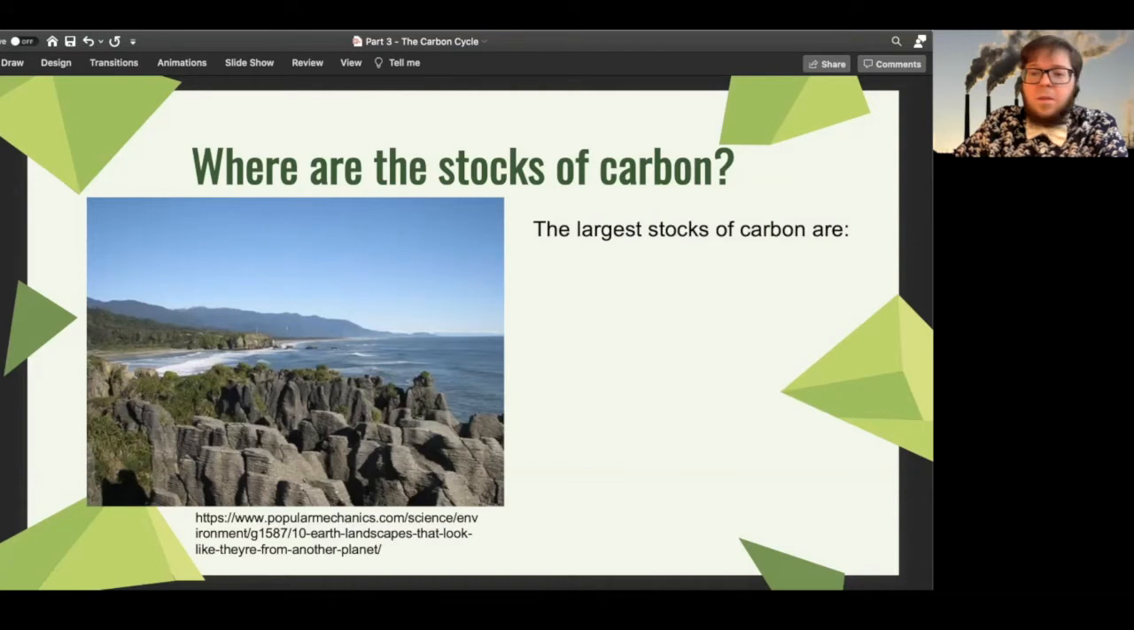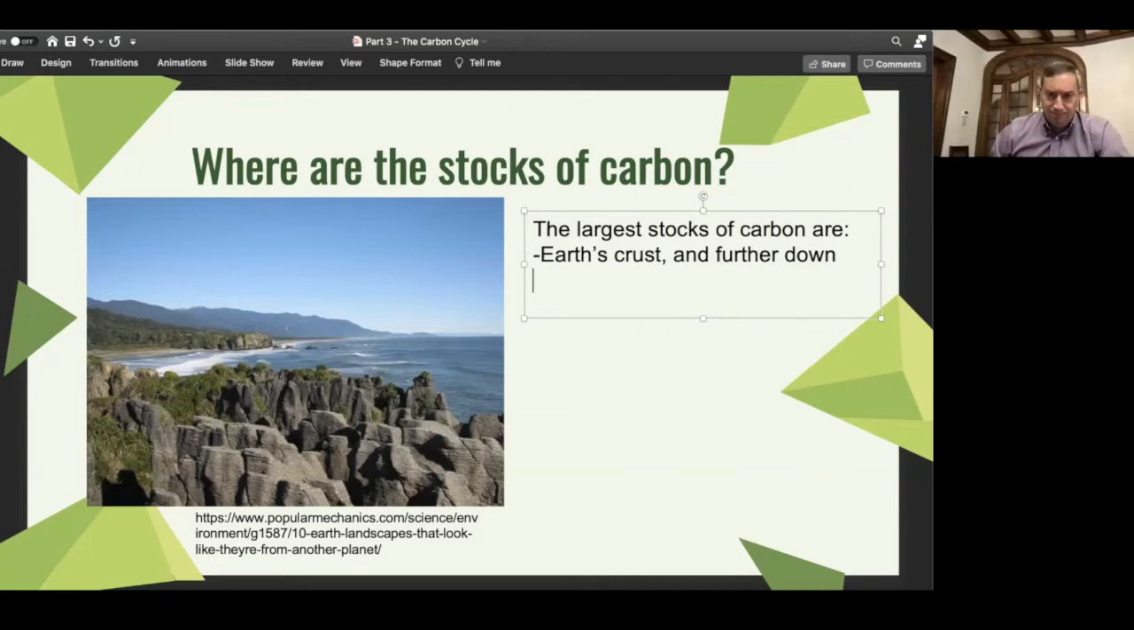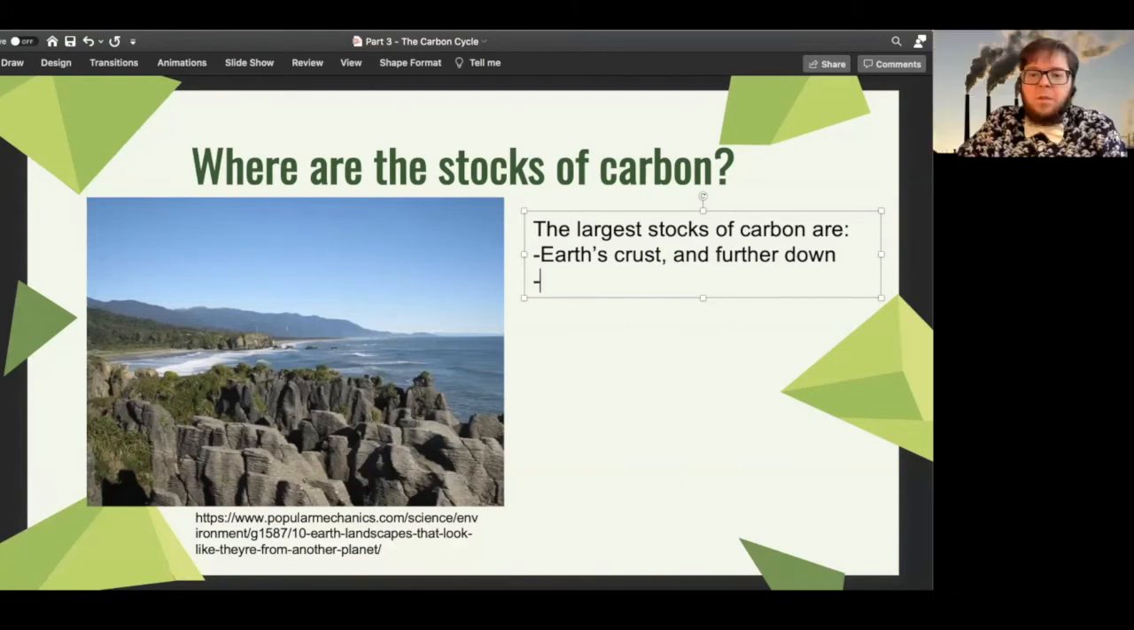So let's write down some of your answers here. Earth's crust and underneath the surface, right? And further down. The ocean. The oceans.